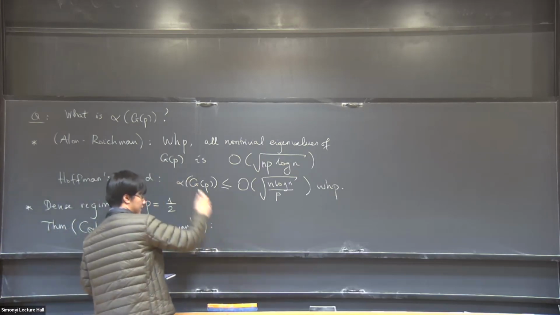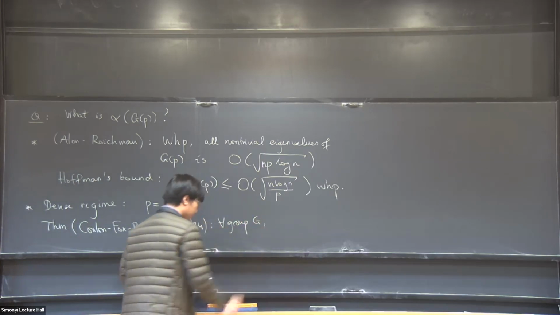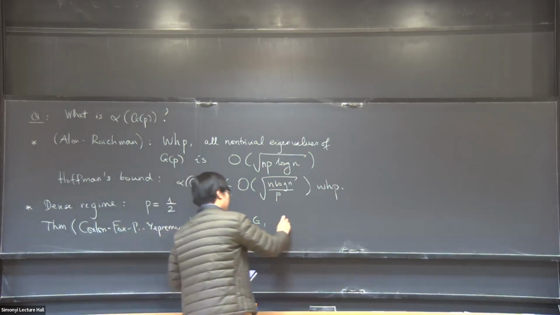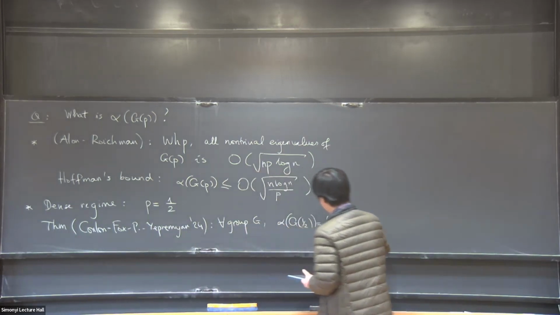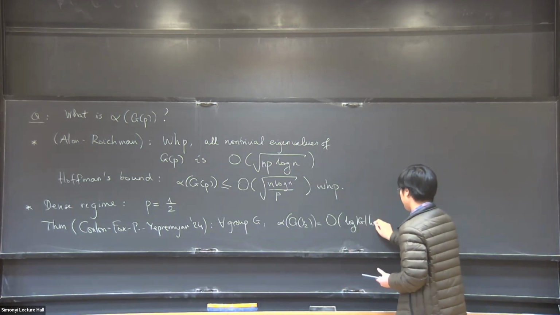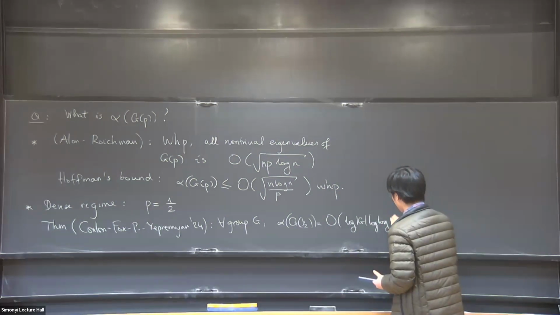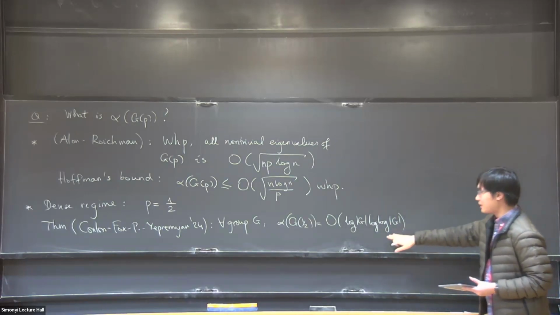where we show that for every group G, so for this one we don't need the abelian condition, the independence number of G(1/2) is of order at most big O of log |G| with high probability. And in general, without further assumptions on the group, this bound is tight.